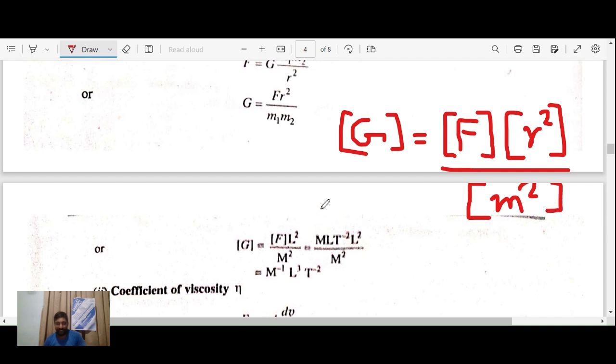Finally we can just substitute the dimension like this. Dimension of force is mlt to the power minus 2. Dimension of r squared is l squared, and divided by the square of the mass will be given like this. Finally we can just simplify it. You will get this answer. I hope you can understand it.